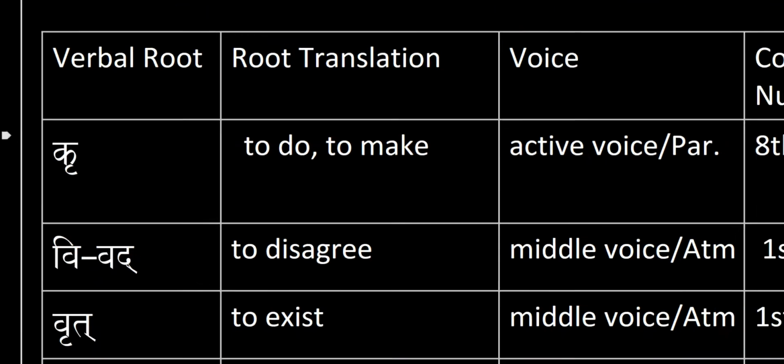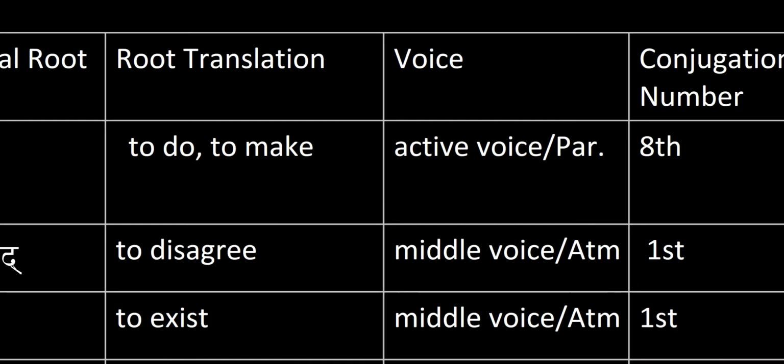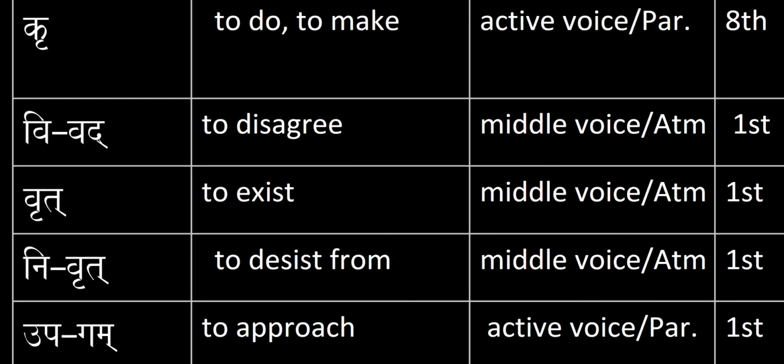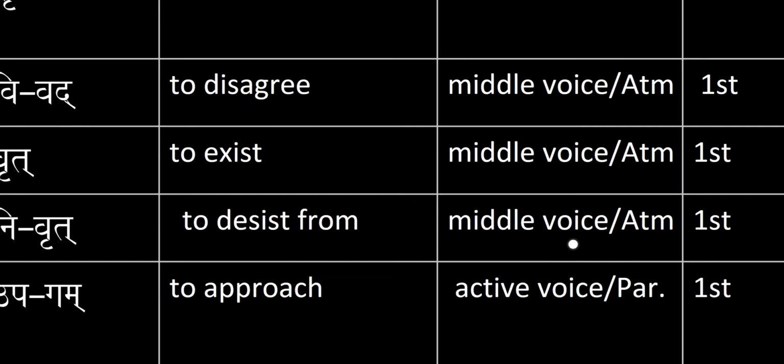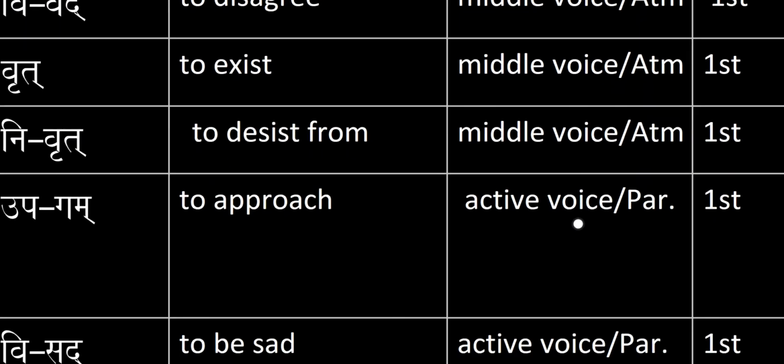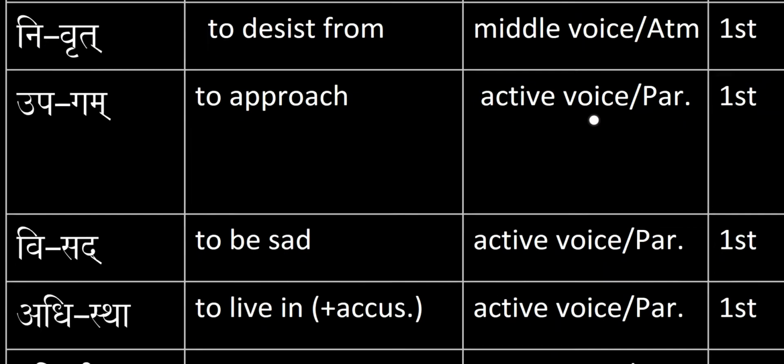So, kri means to do or to make. That's in the eighth conjugation, active voice. Then we have vivad, to disagree, middle voice, first conjugation. We have vrat, to exist, middle voice, first conjugation. Vrit actually is to exist. And then nivrit is to desist from. And that is middle voice, first conjugation.